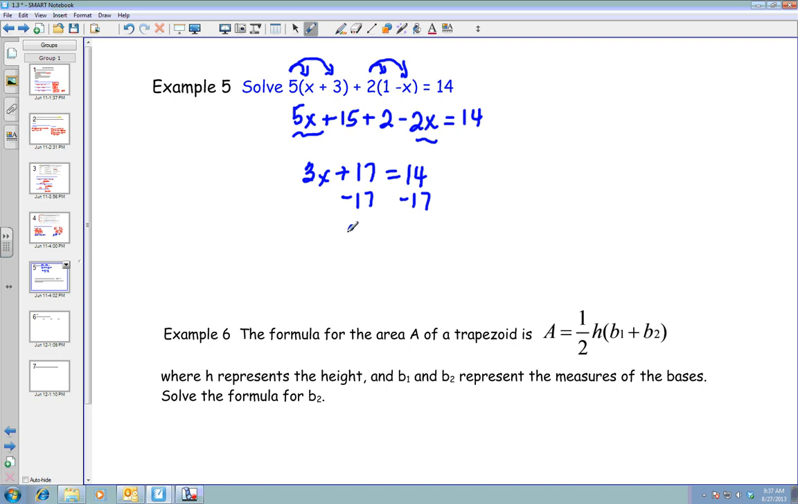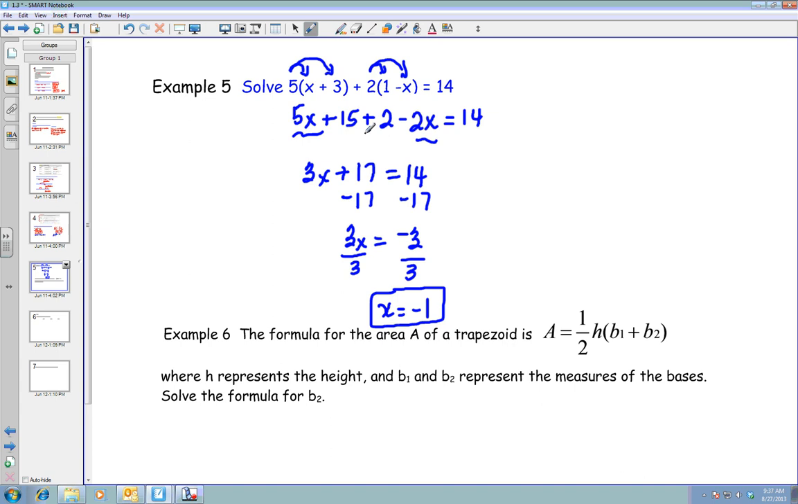I want you to show all of your work. So then I have 3x equals 14 minus 17. That would be negative 3. To solve for x, it's 3 times x, so I'm going to divide by 3. So x is equal to negative 1.